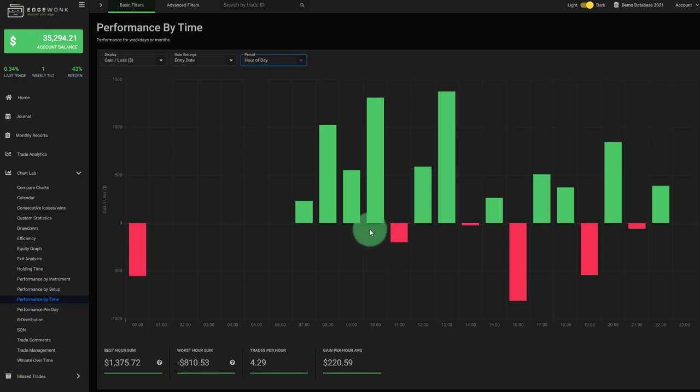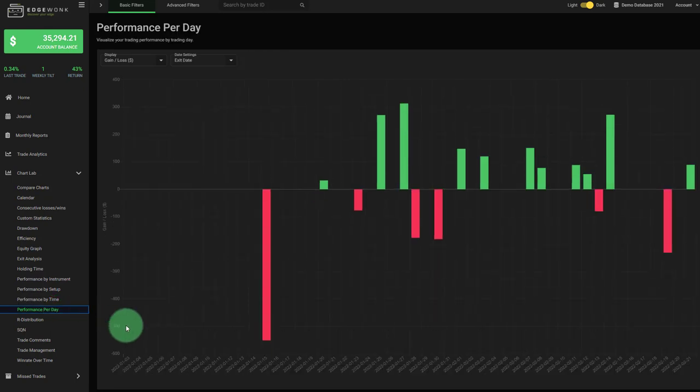and you could see what are the best hours for you and when should you maybe stop trading or maybe investigate on why the specific period at 7 p.m. or 4 p.m. is underperforming for you. Performance by day shows you your last 50 trading days, and for every day you get here a bar graph, and you can very nicely see and follow your performance day by day and see what is going on. You can choose the date setting, you can switch between entry date and exit date.